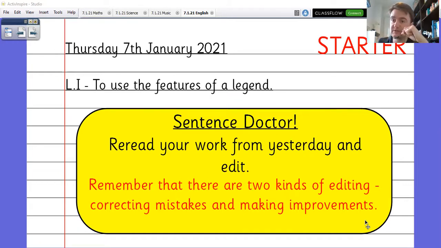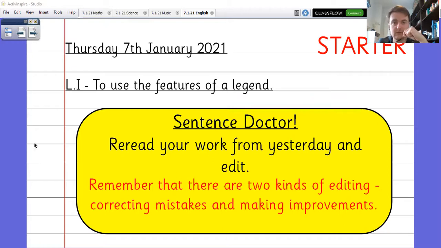Remember, there's no such thing as a perfect piece of writing. So everybody has something that they can improve on with their work. If you're not sure about where you can make improvements, then please feel free to email me and ask, because I will try to spot things that you could add, or try to spot some words that you could change, or I can give you some tips about where you might want to make those improvements. And I might have done that in the feedback to you already. So that's your starter: go through, reread your work from yesterday and edit. So make corrections and make improvements.